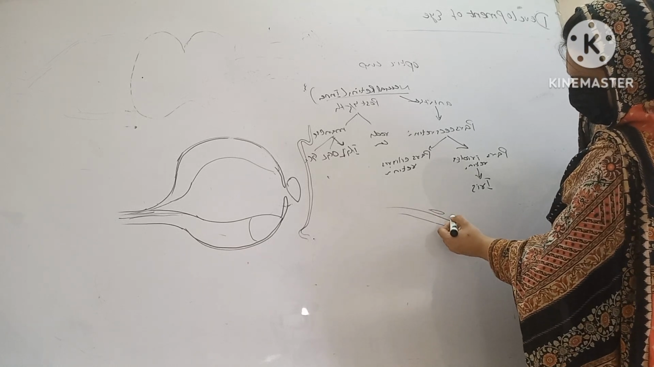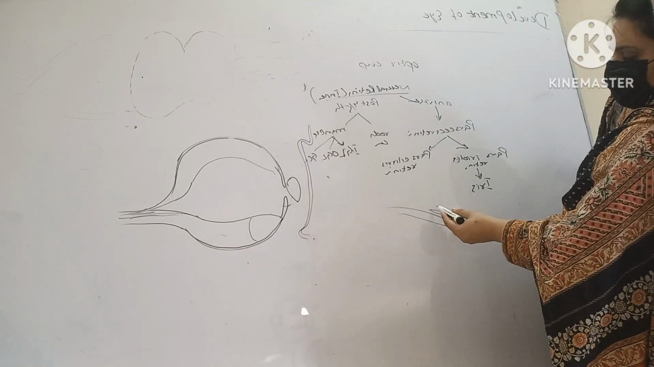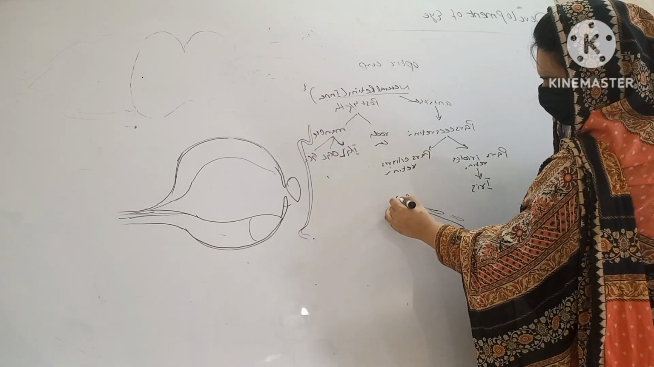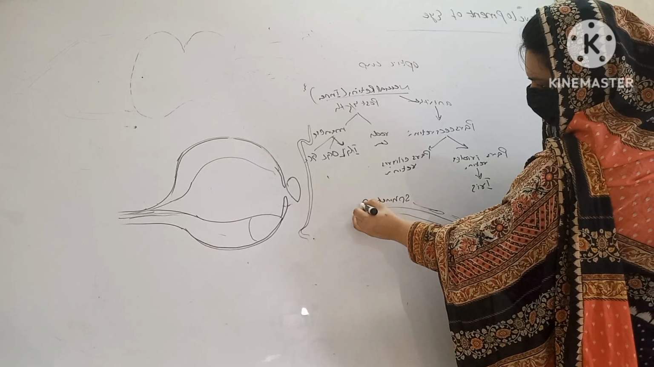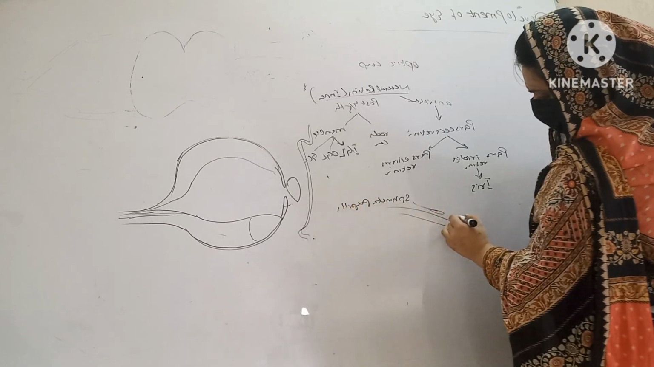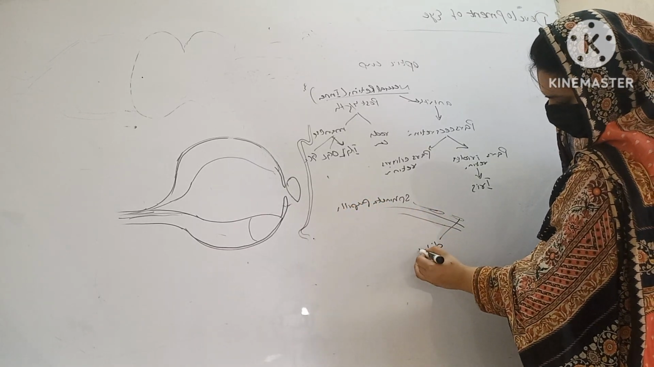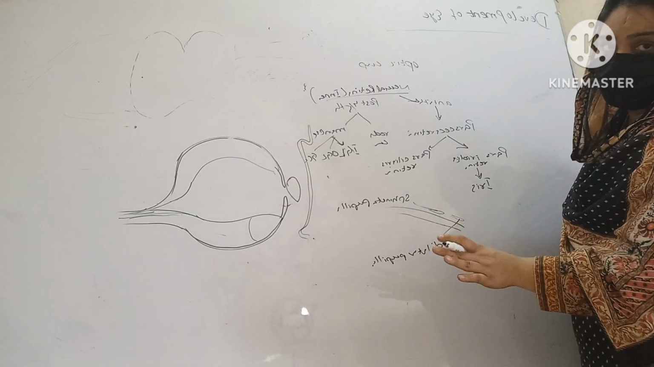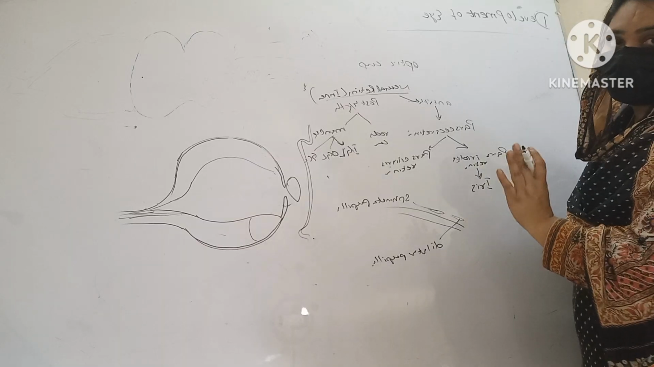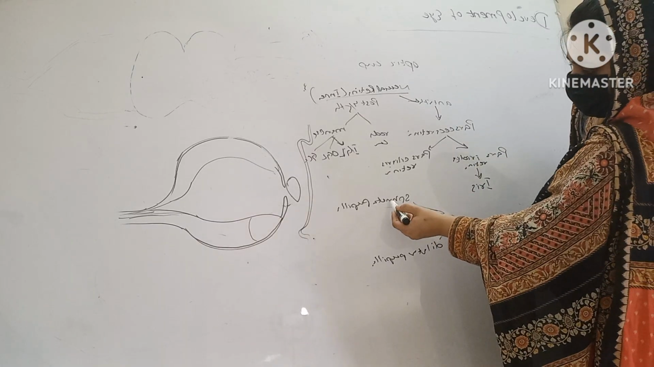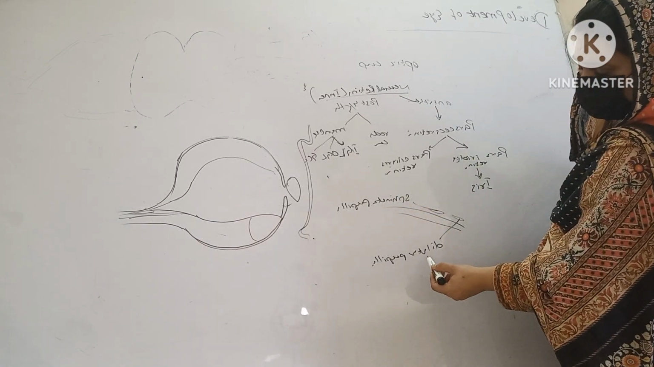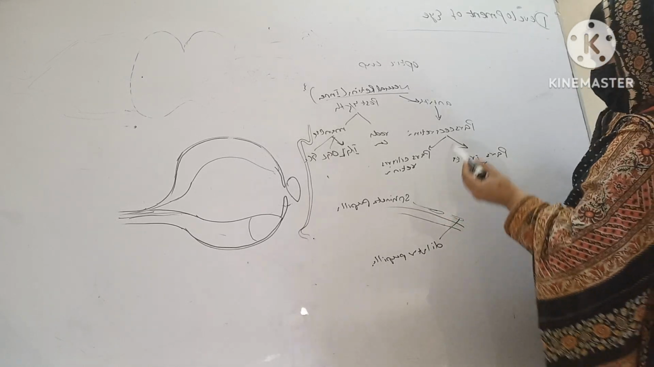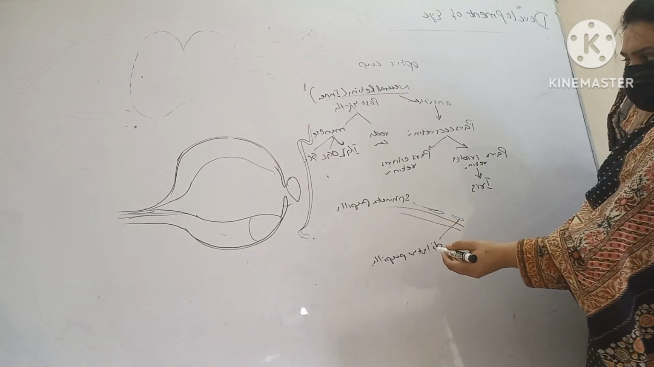Also in the iris there are two muscles, the sphincter pupillae and the dilator pupillae. These muscles are ectodermal in origin. Keep it in mind, all the muscles develop from the mesoderm. Only these two muscles, sphincter pupillae and dilator pupillae, develop from the surface ectoderm. Okay. So in this way the iris will develop.